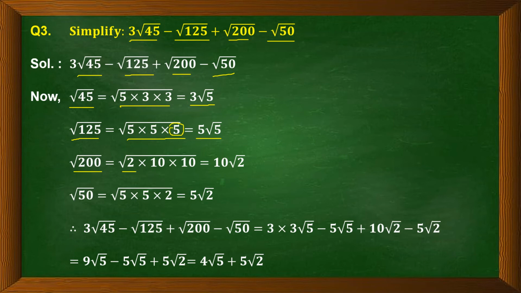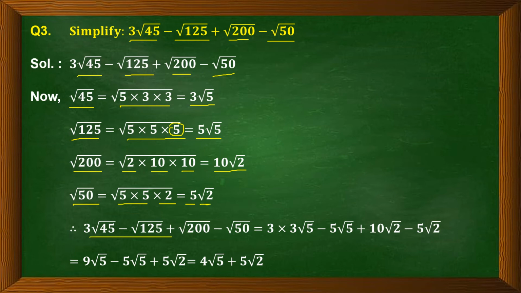200 we can say 2 into 10 into 10, 10 square. So root of 10 square is 10 into root 2. Root of 50 is 5 into 5, that is 5 square into 2. Root of 5 square is 5, so 5 into root 2. So all these are the simplest form of these irrational numbers.